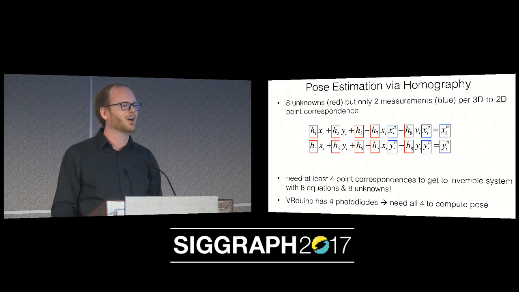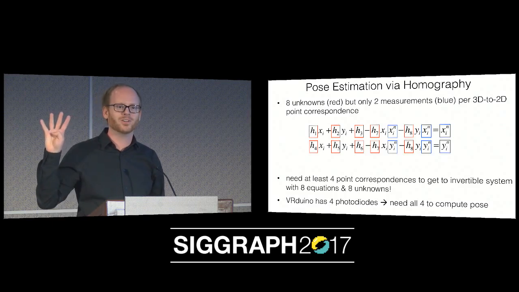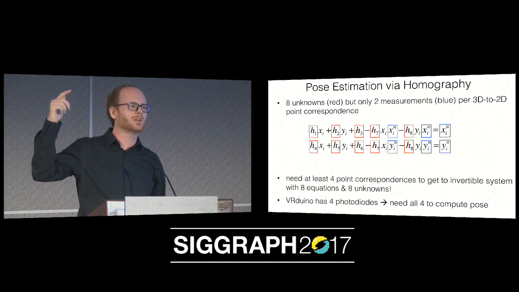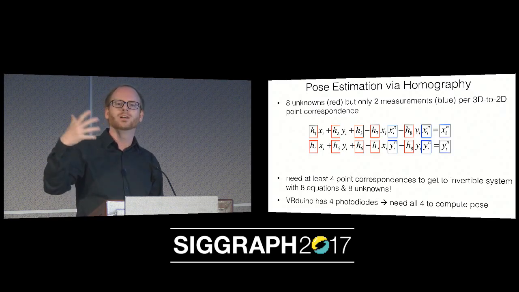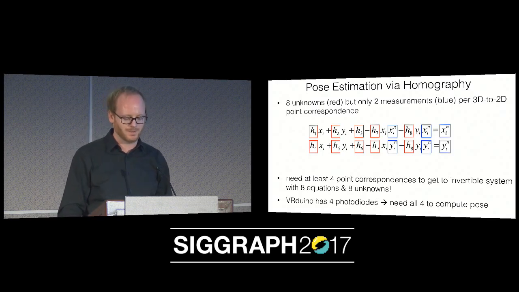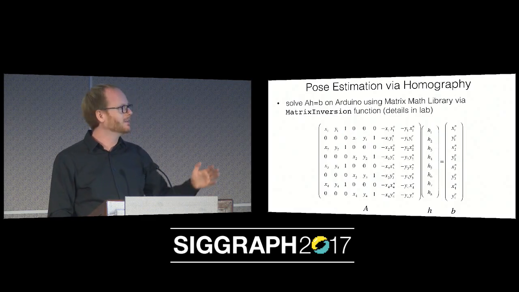8. So how many photodiodes is that? 4, right? Each photodiode gives us 1 measurement in x, 1 measurement in y. So with 4 photodiodes, that's the minimum amount of photodiodes you need to turn this into a well-posed equation system. And so what we basically do is we write this nice matrix here that has a very well-defined structure, contains all these measurements that we just took.